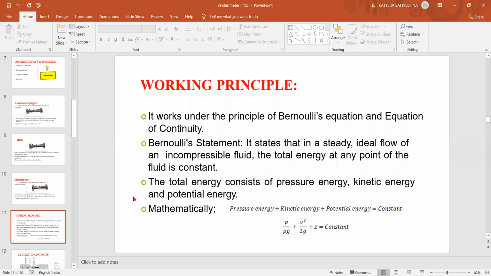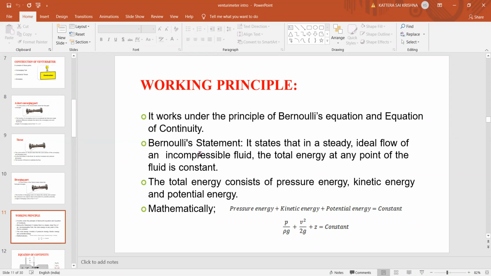And next, if you go for the working principle, on which principle this venturimeter is working. That is nothing but Bernoulli's equation. This topic you will get in your subject. Here directly I am showing what Bernoulli's equation is. So it works under the principle of Bernoulli's equation and the equation of continuity. First we need to know what Bernoulli's equation is. It states that in any flow, the total energy at one point in a pipe is equal to the total energy of the fluid at the next point.